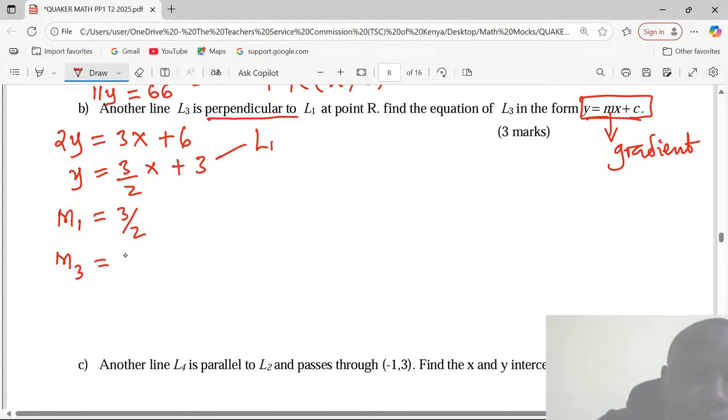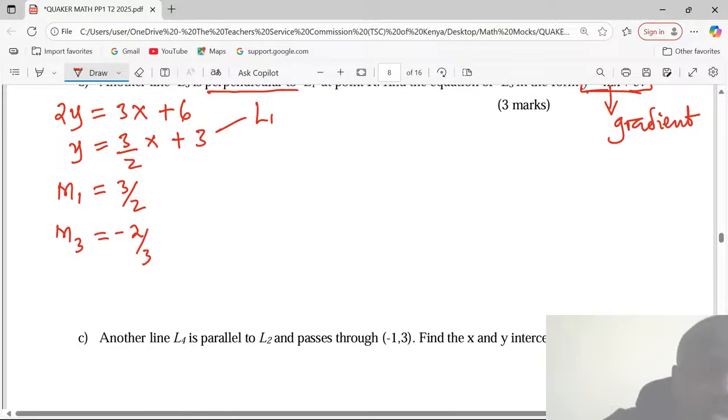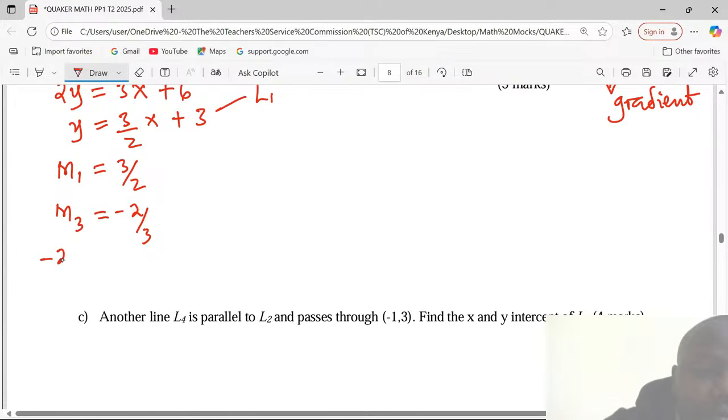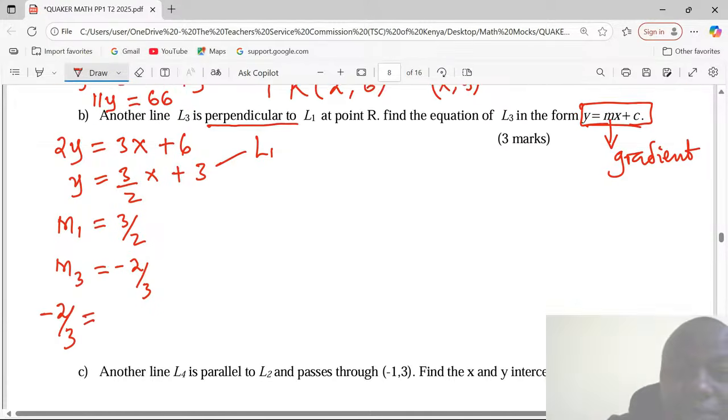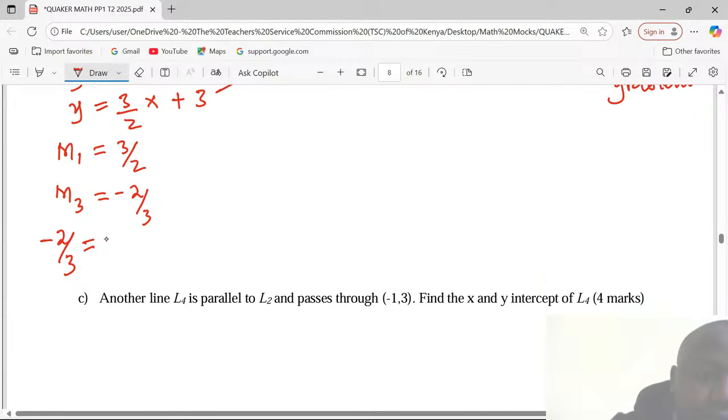And this is going to be the reciprocal 2 over 3, but now with a negative, -2/3, such that when multiplied by 3 over 2, we get -1. Now that we have the gradient, we can express it using the coordinate (x, y). Then we say the gradient, which is -2 over 3, is given by change in y, which will be y minus 6, divided by change in x, x minus 2.